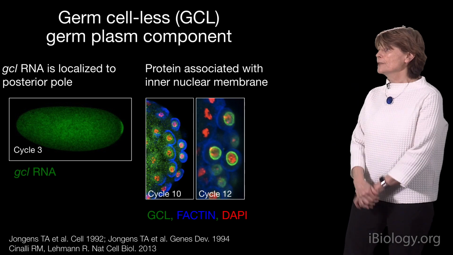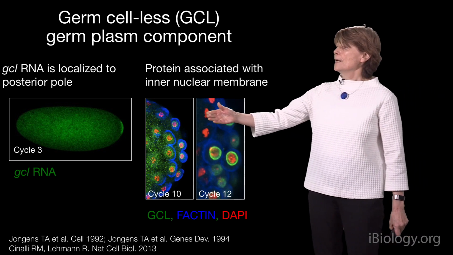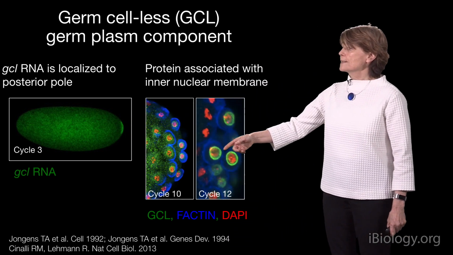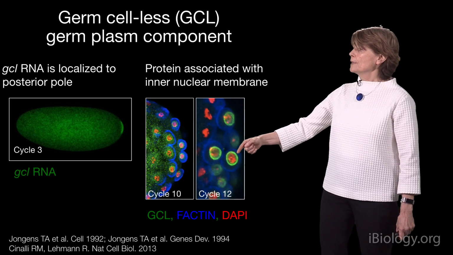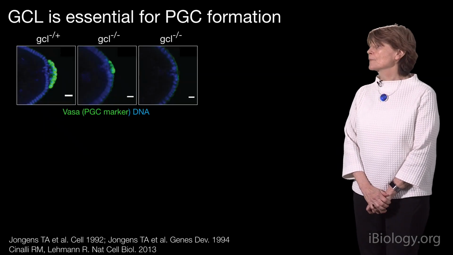As I mentioned earlier, germ cell-less was identified quite a few years ago, and it was identified as a localized RNA, where the RNA is localized at the posterior pole. It's then translated into a protein, and this protein beautifully decorates the inner nuclear membrane.